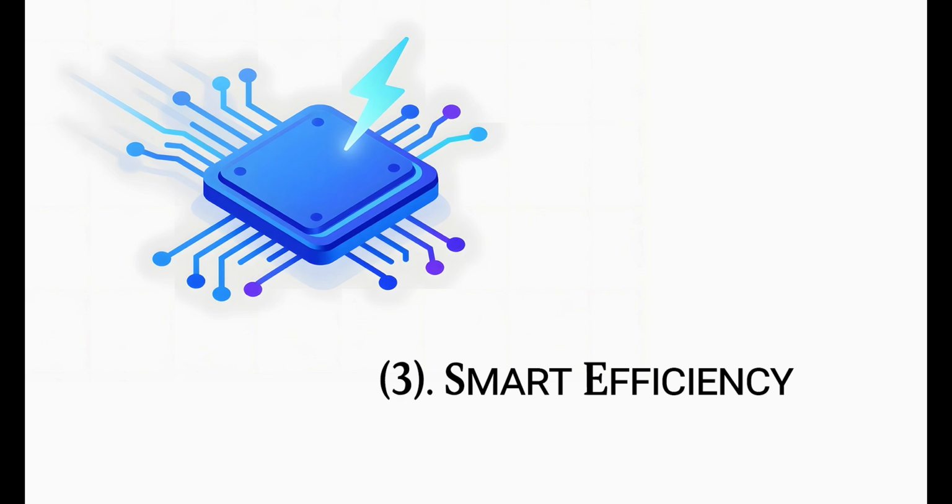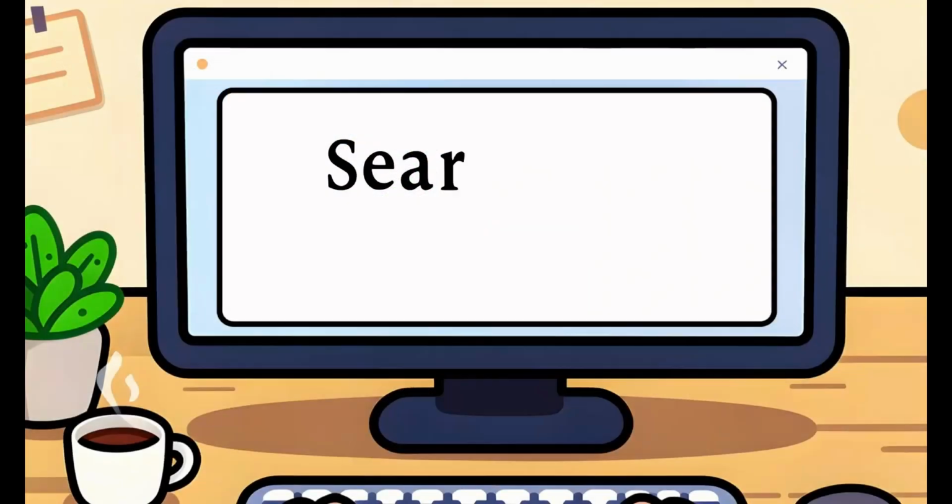And third, smart efficiency. Thanks to advanced architecture, it's lightning fast even on standard hardware. It gives you the power of a giant model while running smoothly on a mid-range graphics card. Local, private, and free. That's the real power of AI. Now let's get you set up.